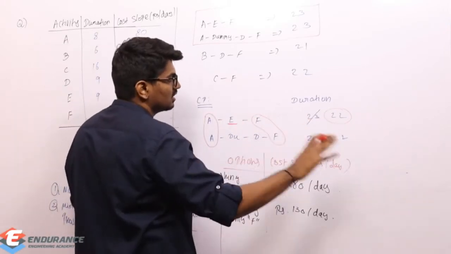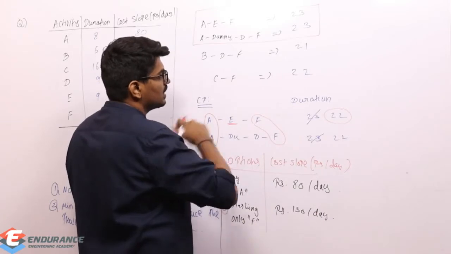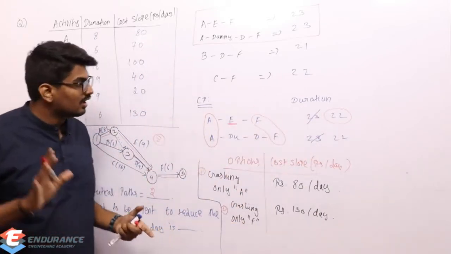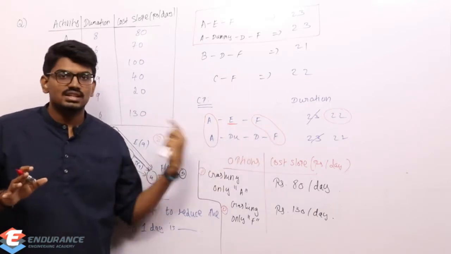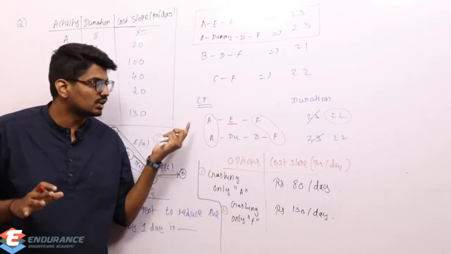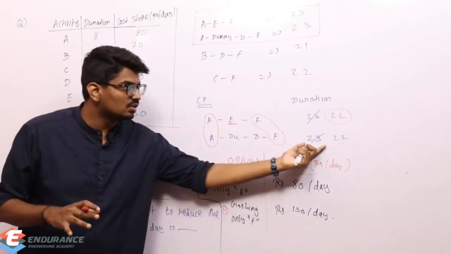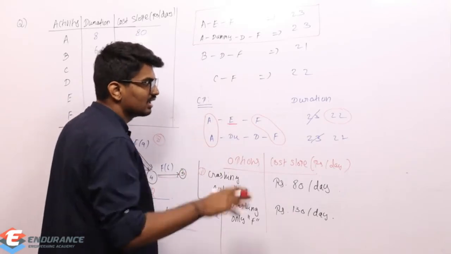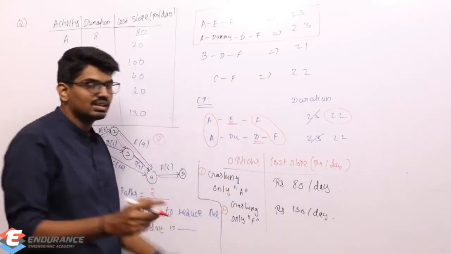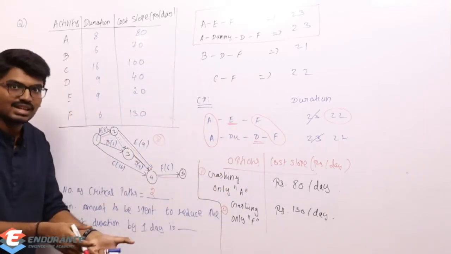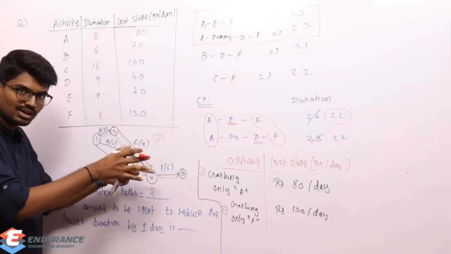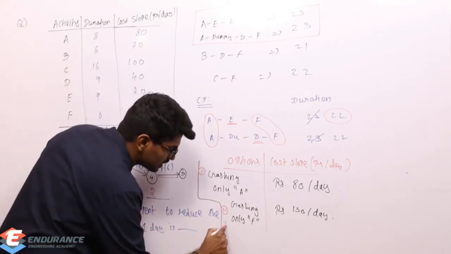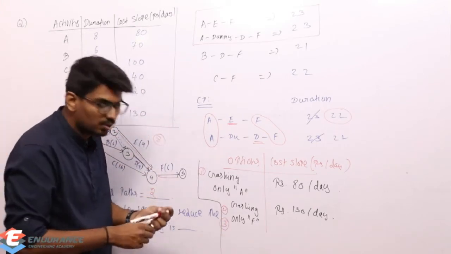By crashing only activity E, only this path's duration has been decreased by 1 day. Without crashing any activity here, I cannot do anything; its duration will still be 23. So what I can do, I can crash E by 1 day. Similarly, I can crash D by 1 day. That is, both have to be done simultaneously: crashing E by 1 day and crashing D by 1 day. So that is our third option.